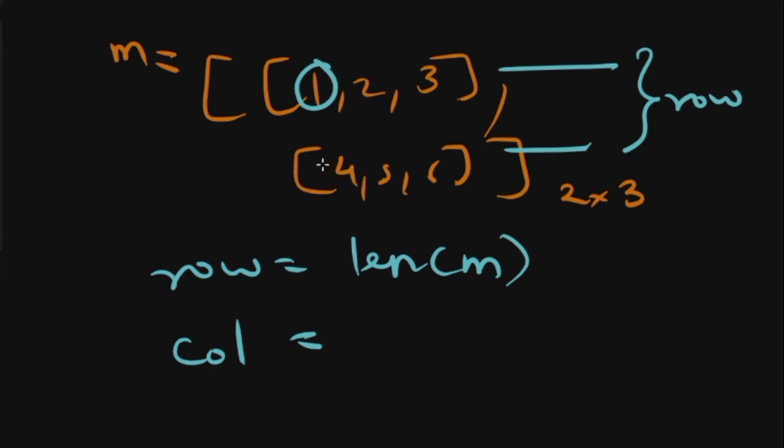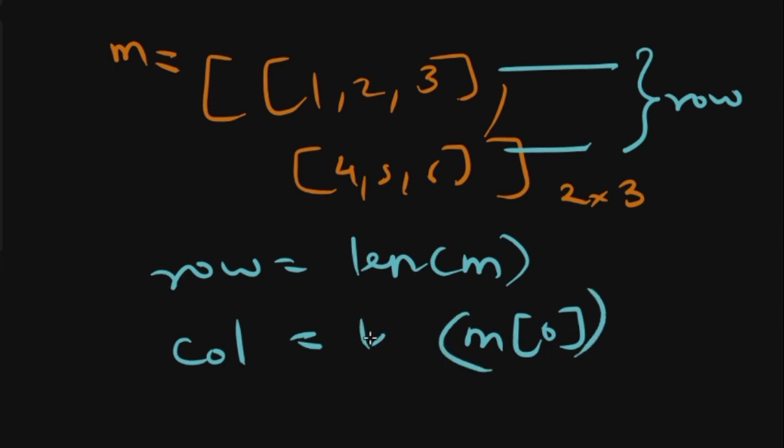If I can somehow access this inner list, how can I access this? M of 0 or M of 1. I can directly access any of these values using the index. So this is one of the lists, and if I find the length of this, it will give me the column value. M of 0 means this list, and its length is 3, so 3 is the column number. And if I directly check the length of the matrix M, it is the number of rows. So I'm getting both of these correct.